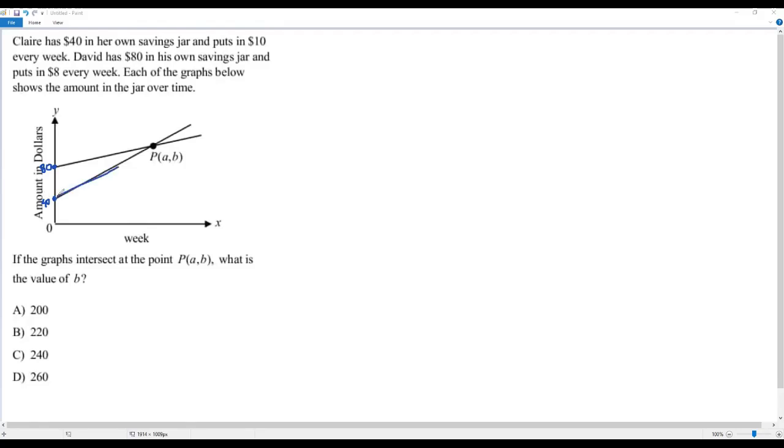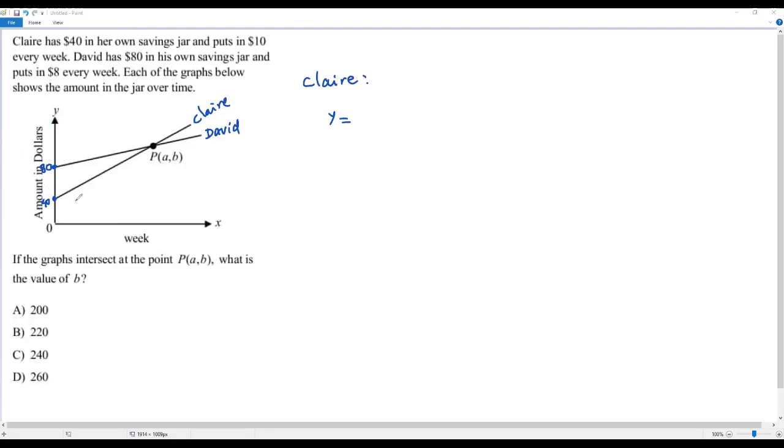So this line gives the savings of Claire. Let me write over here. And this line with the y-intercept 80 gives the savings of David. First let me get the equation for Claire. Let me write y. So y represents the savings, that is the amount in dollars.